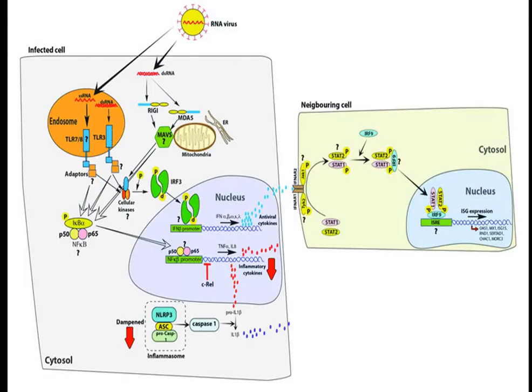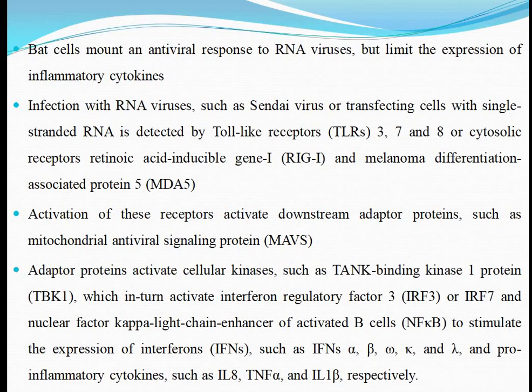Like this, one is an infected cell and this is a neighboring cell affected by the infected cell. These are infections spreading in the cytosol of the cell. The steps are discussed one by one. Bat cells mount an antiviral response to RNA viruses but limit the expression of inflammatory cytokines.